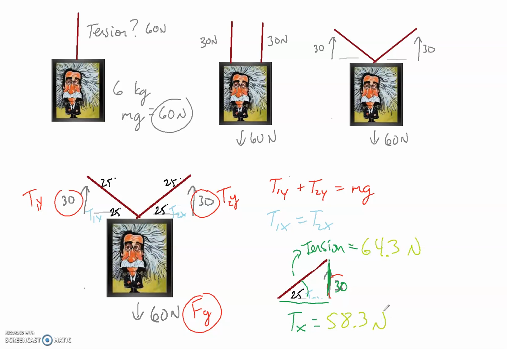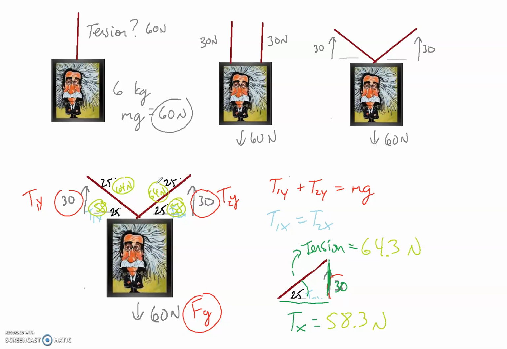So since this thing is nice and symmetrical, all the angles are the same. They're both pulling up with 30. Both of these would be pulling to the side with about 58 there, 58 there. They have to be equal. And the tensions in both of these, this one would be about 64 newtons, and this would be 64 newtons. So those tensions would also be the same because everything is perfectly symmetrical.